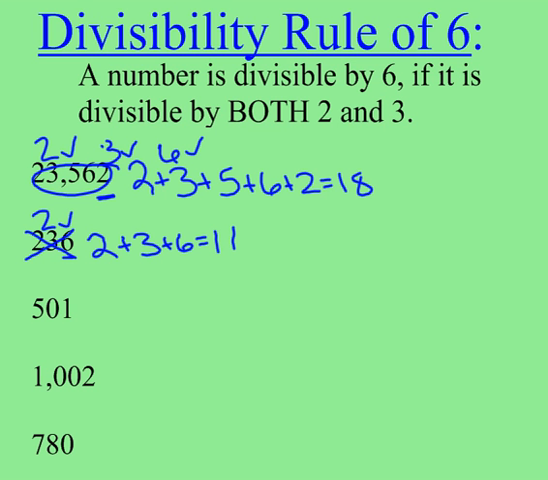In 501, it is an odd number, therefore 2 does not go into it. And since 2 doesn't work, then we don't need to go any farther because both numbers have to work.